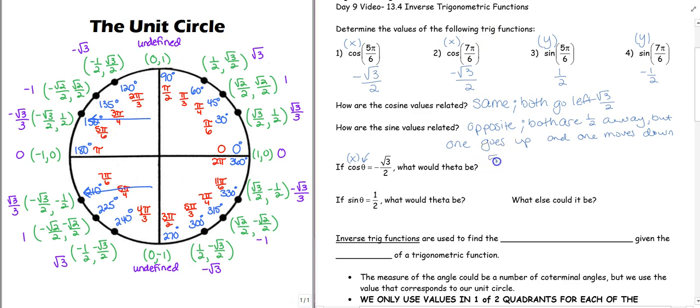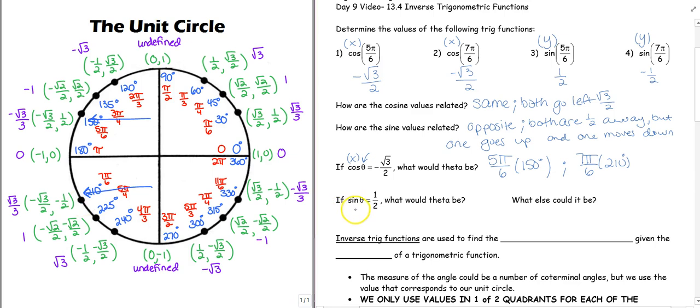So in 1, we found that 5 pi over 6, which is at 150 degrees. And in number 2, 7 pi over 6, which is 210 degrees. Both of those angles are going to give me that negative root 3 over 2 relationship. And a reminder of what we discussed up there, they both have a negative root 3 over 2 because both angles are left root 3 over 2 from the origin.